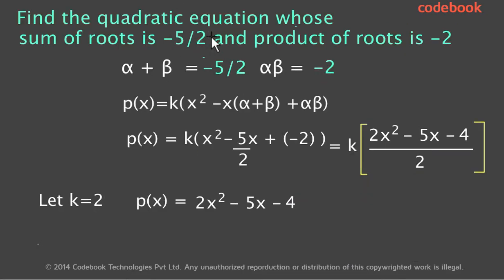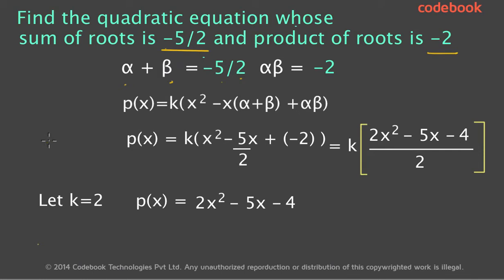Now let's work on another problem. We have been given the sum of the roots of a quadratic equation as minus 5 by 2 and the product of the roots as minus 2. So alpha plus beta is equal to minus 5 by 2 and alpha beta is equal to minus 2.